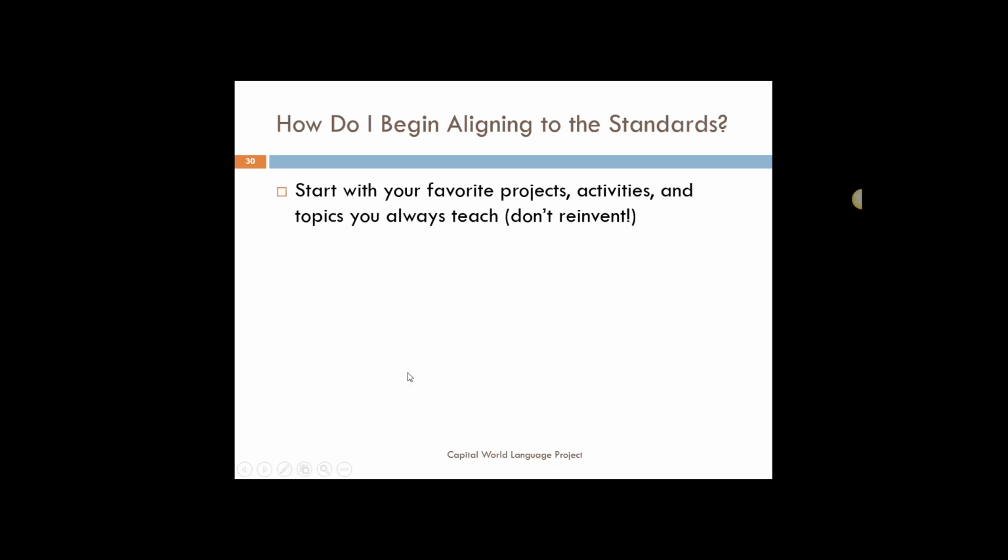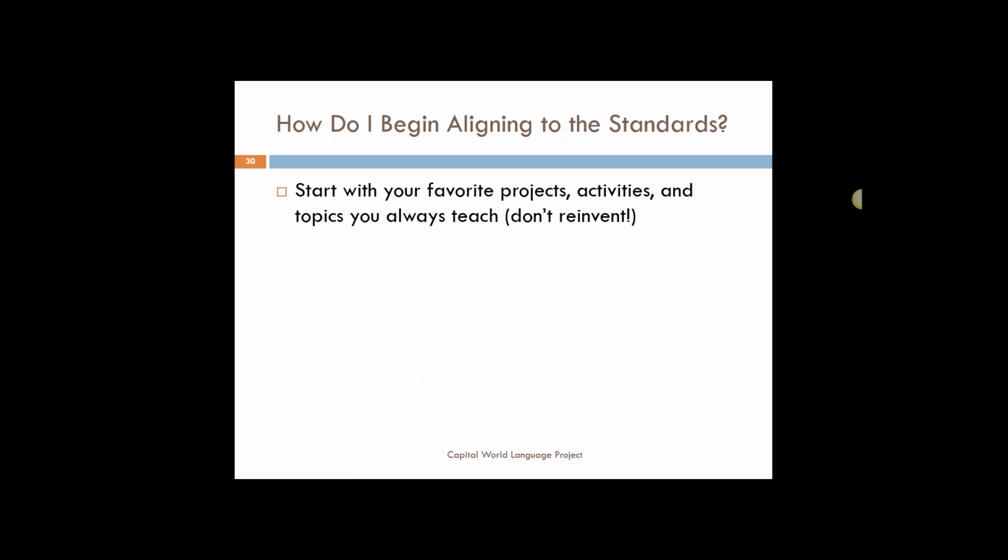All right. Now, how do you begin aligning? Okay, we're running short on our time. We're not going to do the alignment activity in class today. I'm going to ask you to kind of do it on your own. But bottom line, what you start doing is you take the things you already do and you align them.